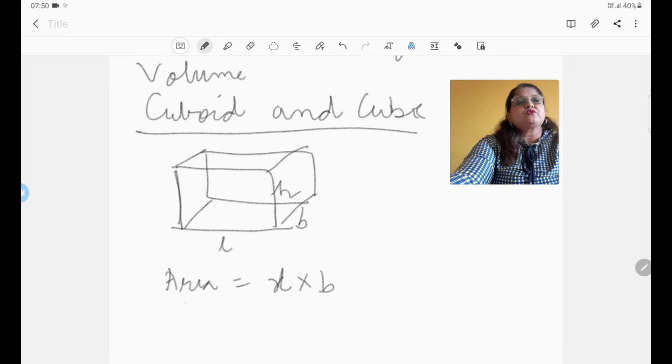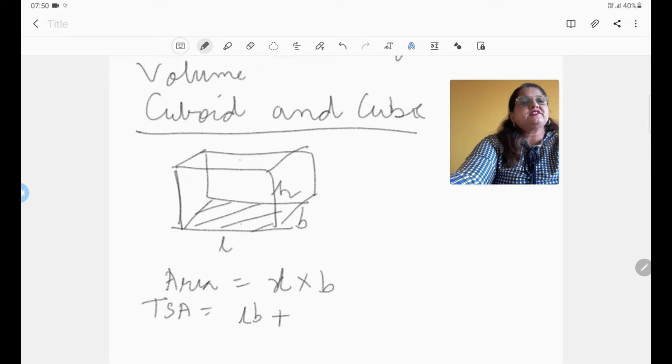So total surface area will be what? Total surface area will be L into B, the area of this, plus a similar type of face is there on the top as well. These two rectangles are of the same area, so we write 2LB. Then the area of this face, this rectangle, is B into H.